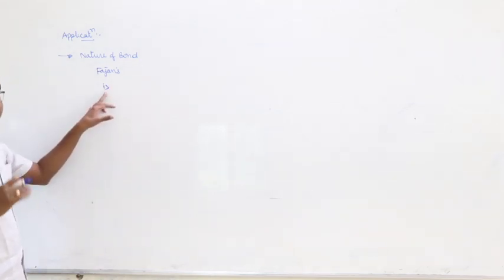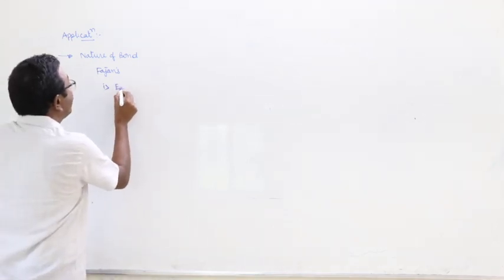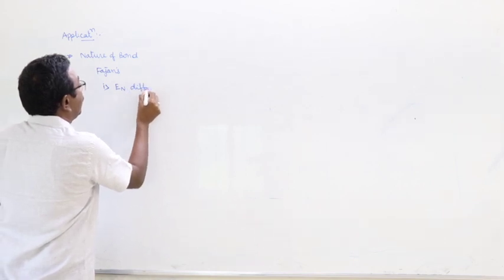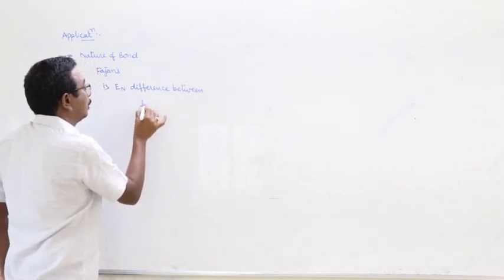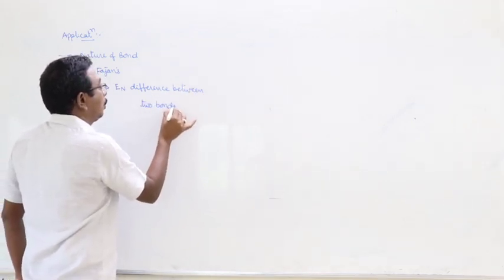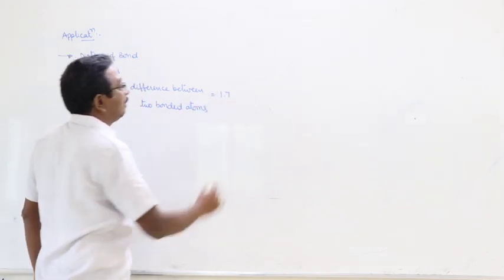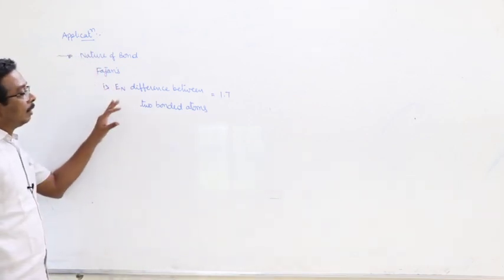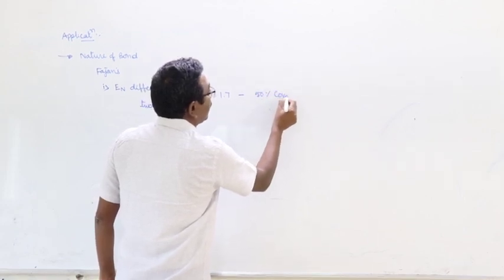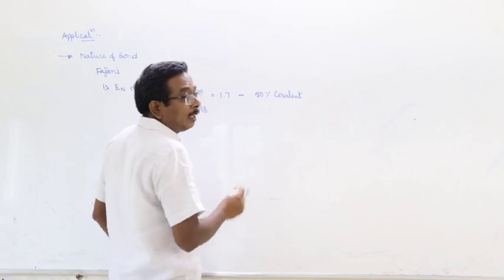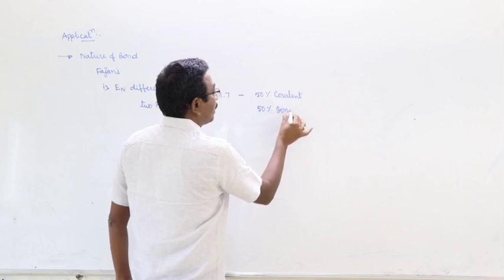The molecule in which the electronegativity difference between the two bonded atoms is equal to 1.7, then the molecule has 50% covalent nature, means the bond has 50% covalent nature and 50% ionic nature.